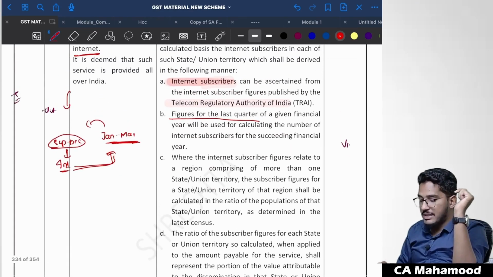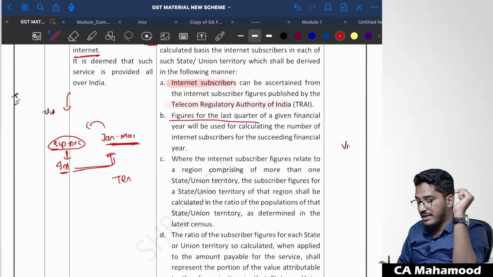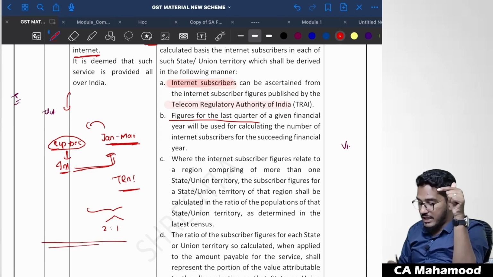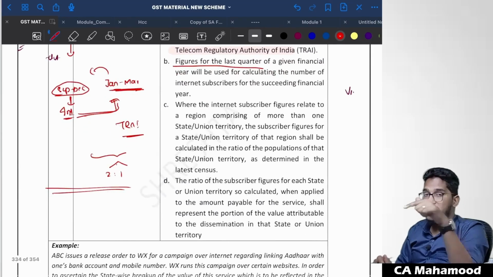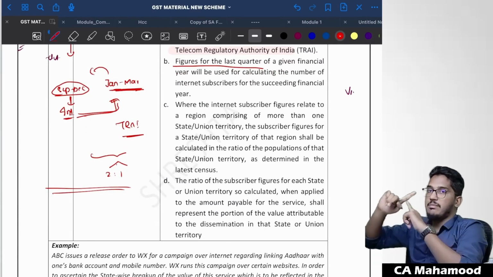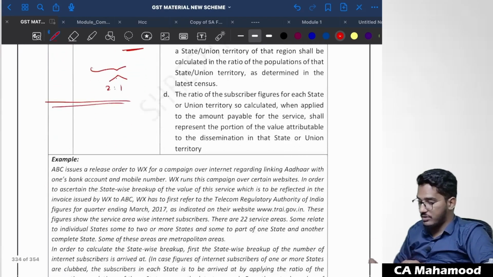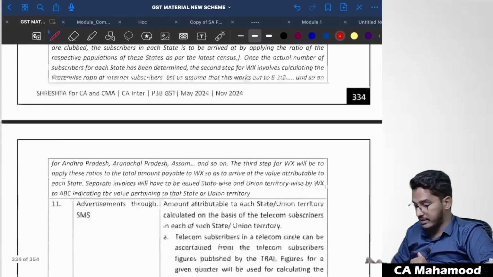Here also same logic. In some cases, what will happen is TRAI will maintain collective internet subscriber data for more than one state. Then you have to divide that internet subscriber data on the ratio of population. Then you will get to know internet subscribers for each state. Accordingly, you have to divide the value. Same like television only. So here also you'll have examples, you can solve it.